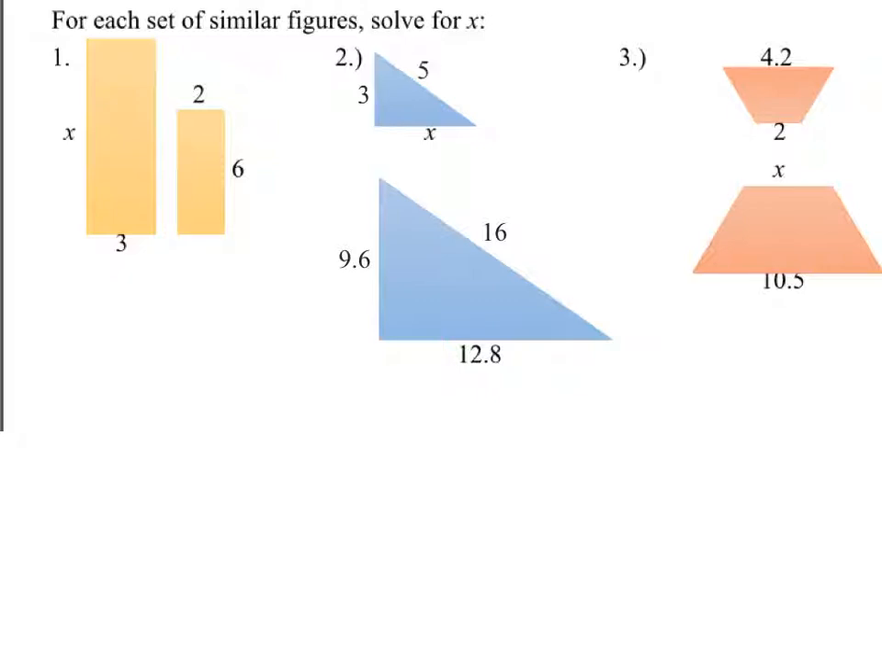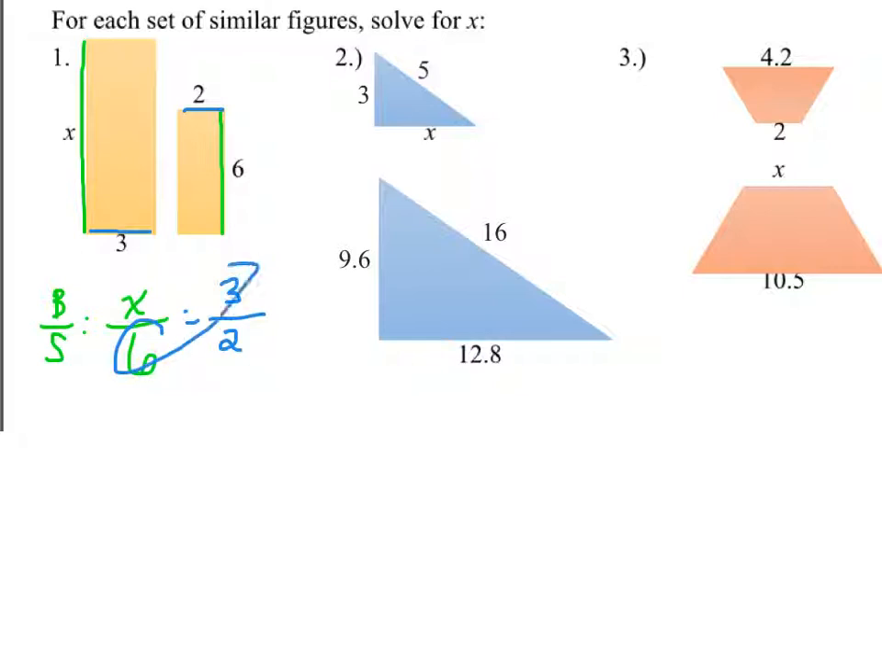All right, let's check and see how you did. I'm going to first set up my proportion. I'm going to compare x to 6. Those are corresponding sides. I've decided to compare the big rectangle to the small rectangle. If you did it the opposite way, that's fine too. And then side 3 on the big rectangle compares to side 2 on the small rectangle.